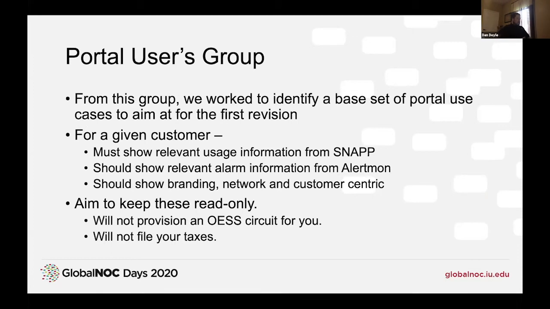And for a given customer, what we decided was we'd show relevant usage information from Snap. So this has been the basis of a lot of what we would call portals back in the day, and we're going to carry that idea going forward. If possible, we would like to include alarm information from AlertMon, being able to show whether or not we're seeing any impacting information from not only the Snap system, which would require some interpretation of a graph dip or error showing up or something like that, but also being able to just take advantage of the fact that AlertMon does a lot of that for you already, and will send alerts if a BGP session goes down or a link goes down or something like that.